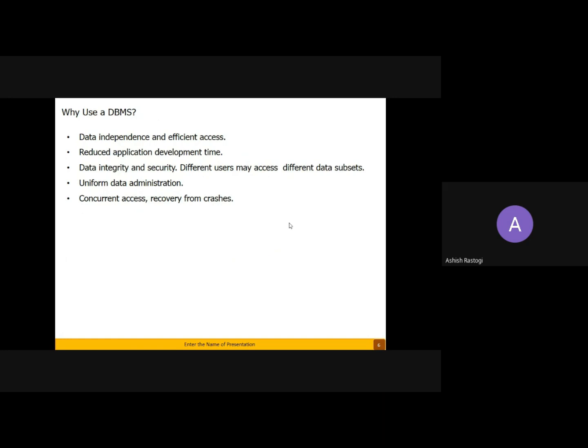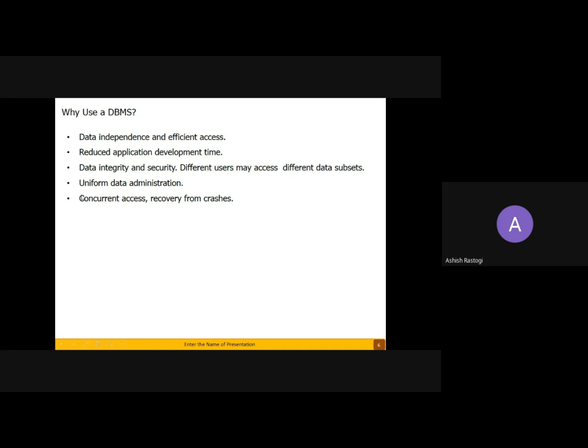Fine. Next is uniform data administration. It means there is a DBA team, the database administration team, and that team forms rules and monitors the database. It is for all users in an equal way, and no one has to access the data without any permission. So uniform data administration is there. There is no partiality with any user, like this user can see this particular data and this user cannot see that. So the uniformity is there actually.